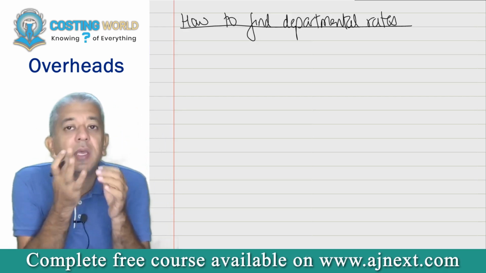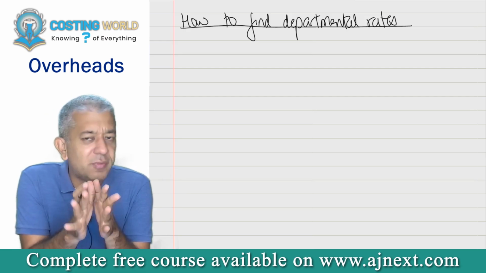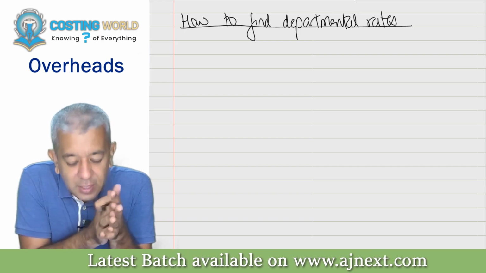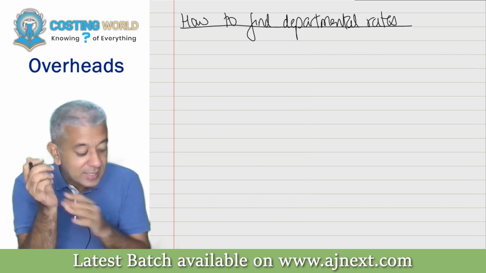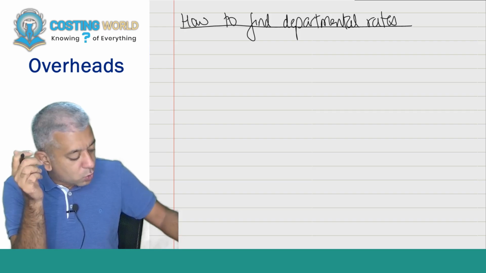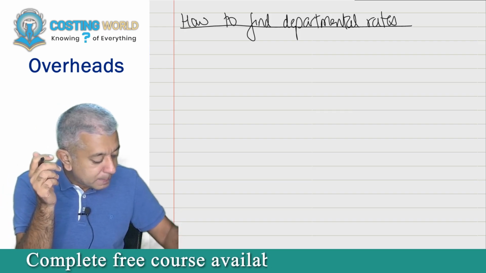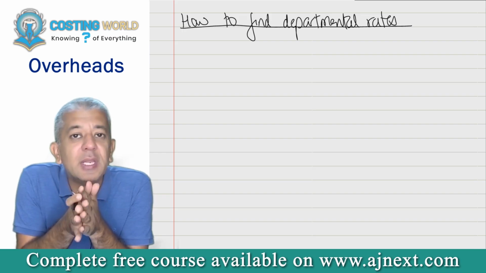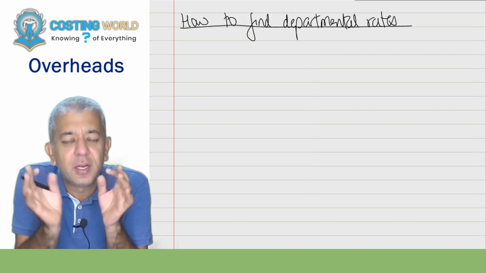Now, in the overheads chapter, we have all reached a good level. Now, it is time for us to go to the next level. And what is that? This next level is all about one thing. And what is that? In this case, we want to learn how to find out departmental rates.